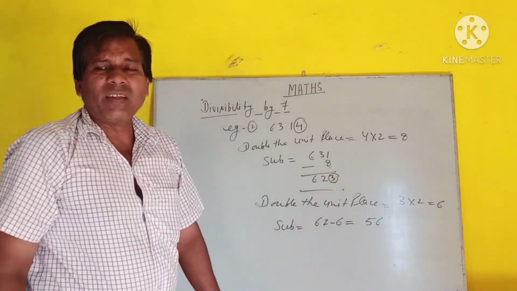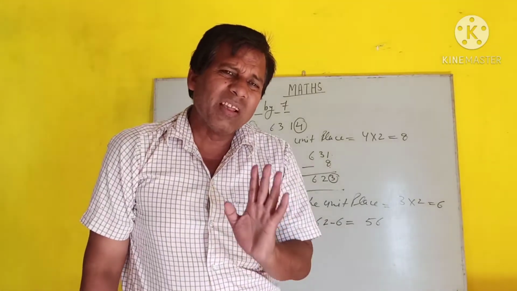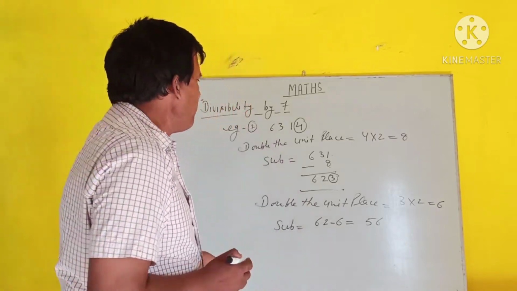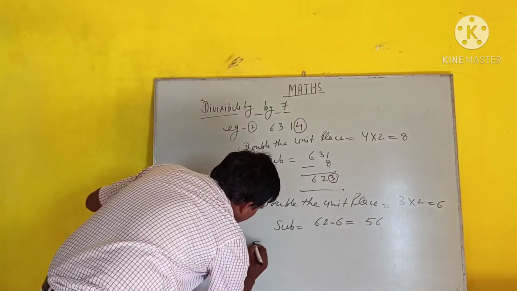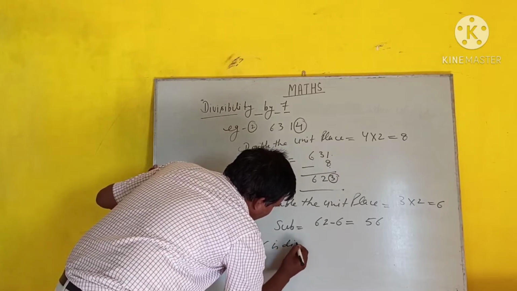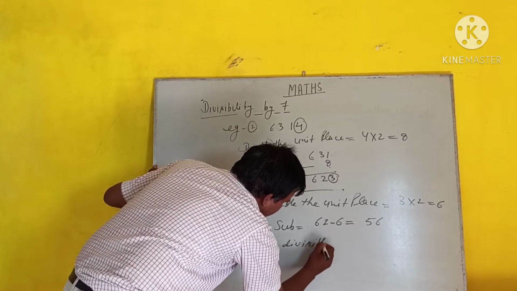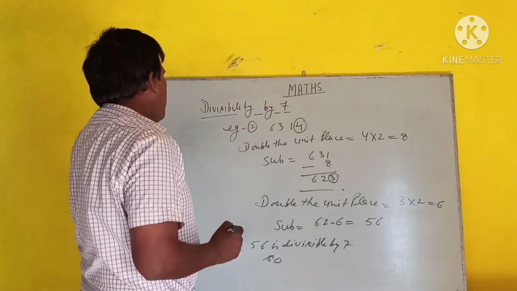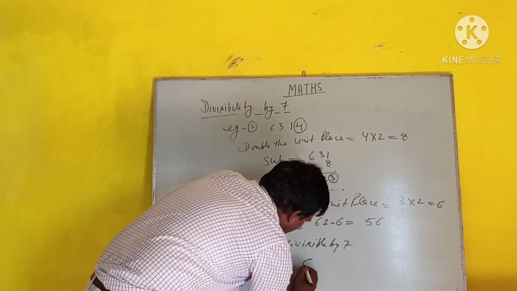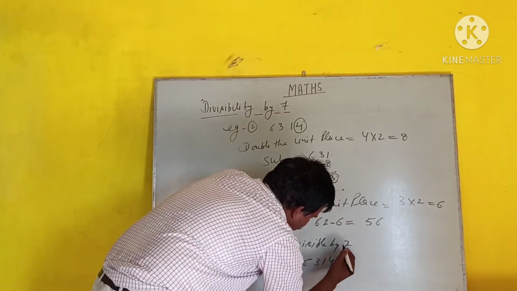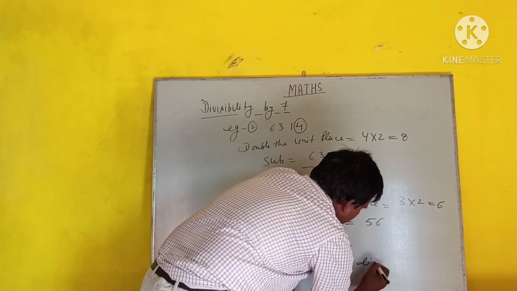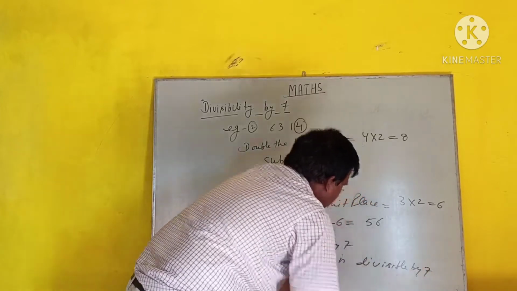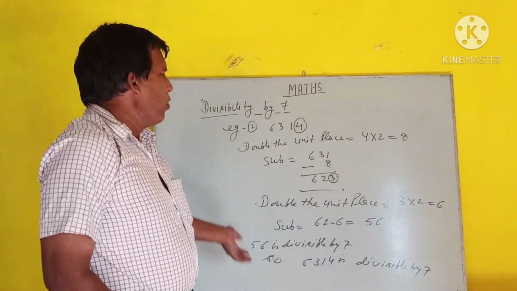56 is multiples of 7, or 56 is divisible by 7. So 6314 is divisible by 7. In this way you check divisibility by 7.